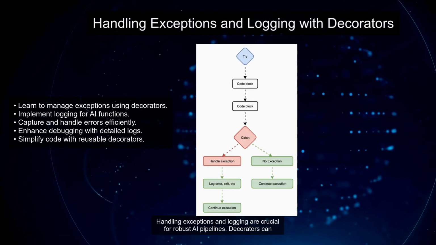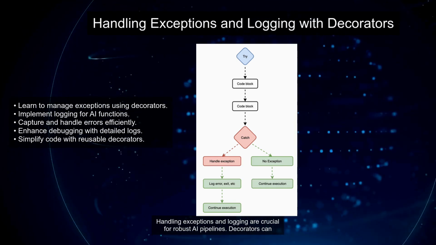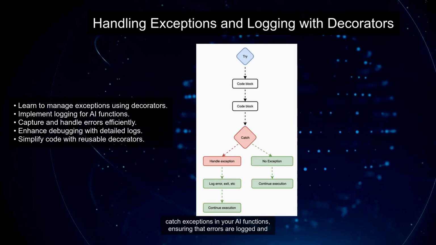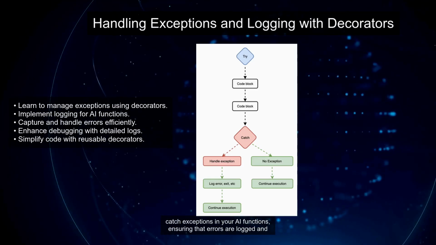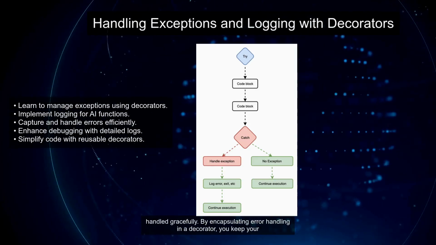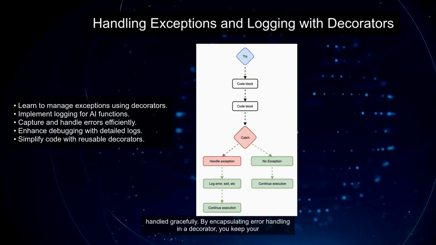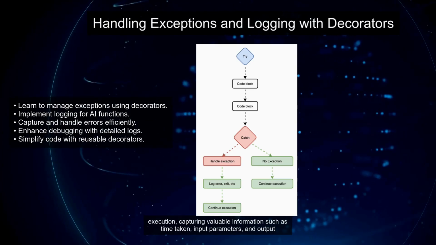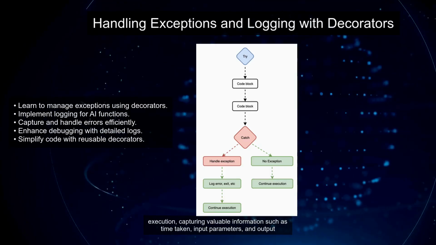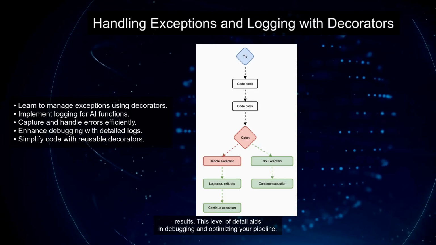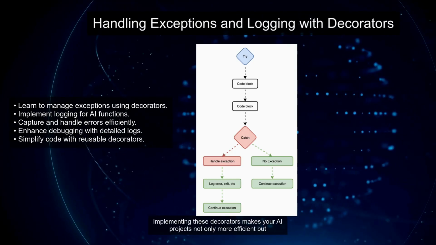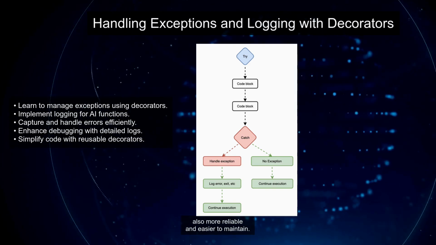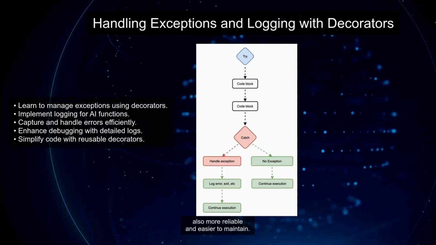Handling exceptions and logging are crucial for robust AI pipelines. Decorators can be your best ally in managing these tasks. Create a decorator to catch exceptions in your AI functions, ensuring that errors are logged and handled gracefully. By encapsulating error handling in a decorator, you keep your code clean and focused. Similarly, logging decorators can provide insights into function execution, capturing valuable information such as time taken, input parameters, and output results. This level of detail aids in debugging and optimizing your pipeline. Implementing these decorators makes your AI projects not only more efficient but also more reliable and easier to maintain.